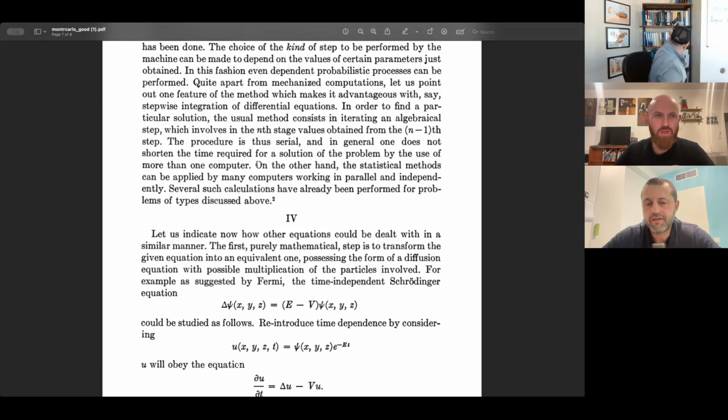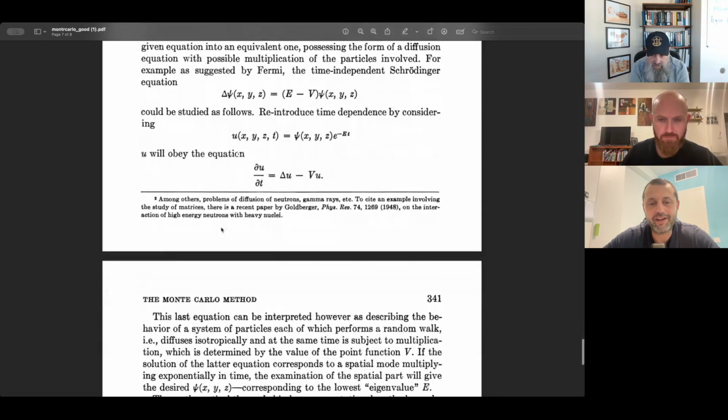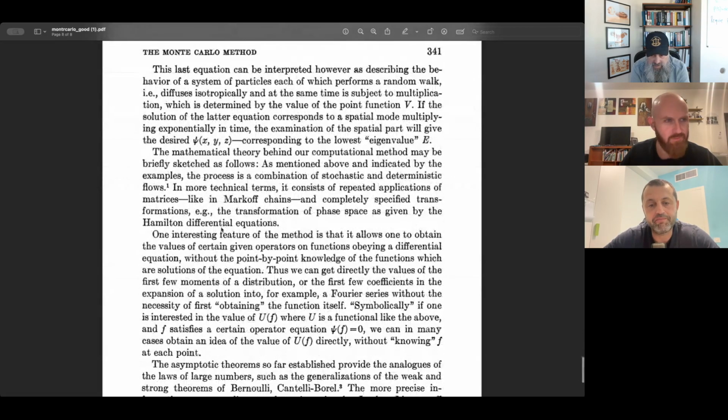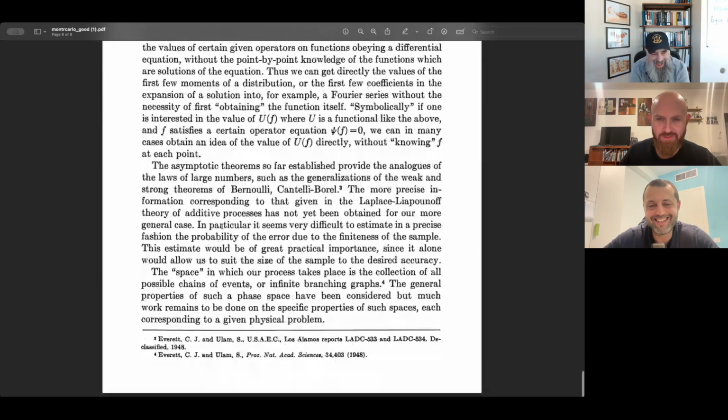Cool. I just wanted to add something before I forget. They say here, the statistical methods can be applied by many computers working in parallel and independently. Okay, so that's an important point. Again, to us, it's self-obvious, right? That you can parallelize stuff, but to them it was amazing. Oh my God, we can save time. So that's really cool, at least when I was reading it. Long before the GPU era.